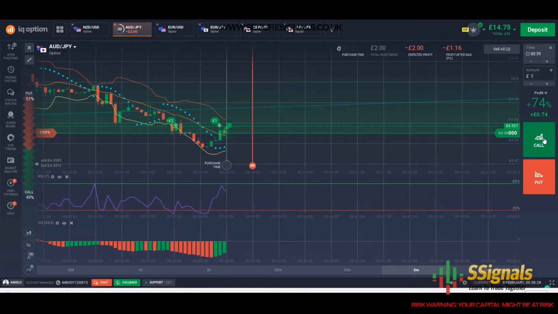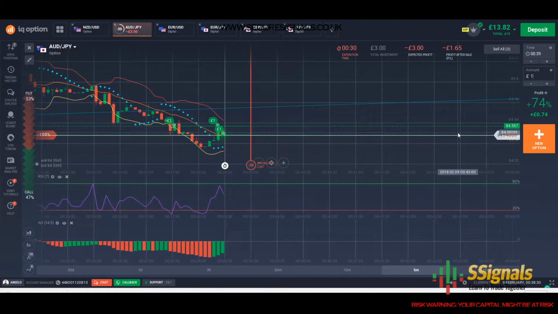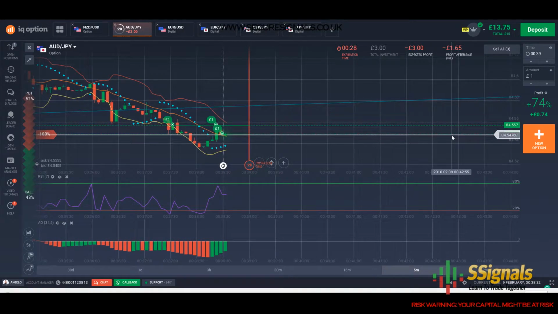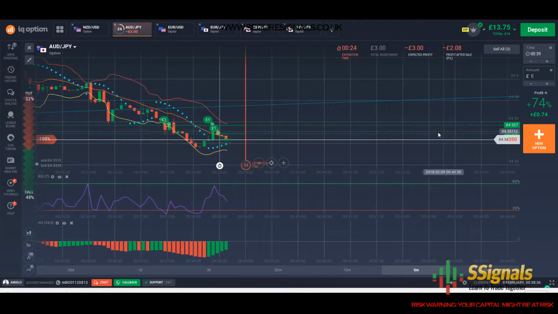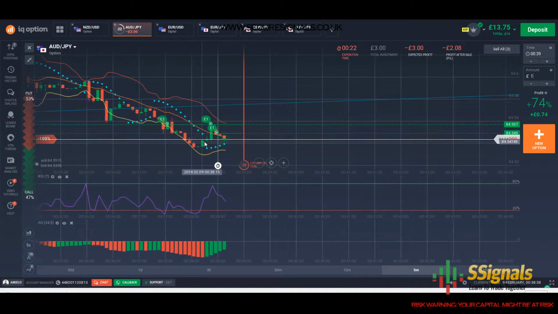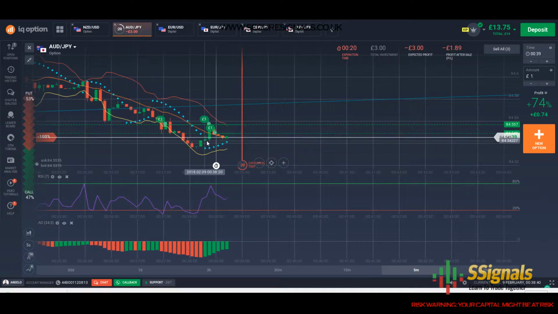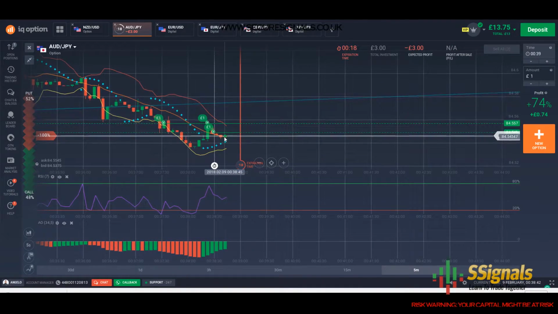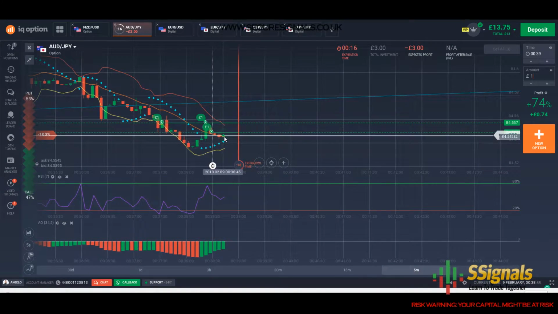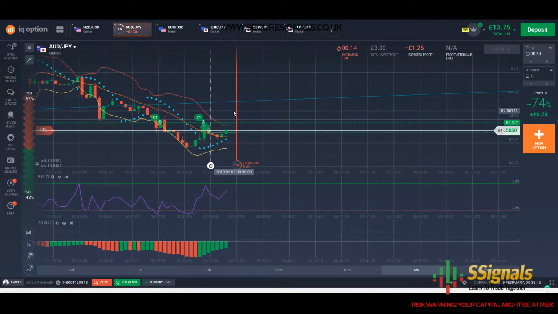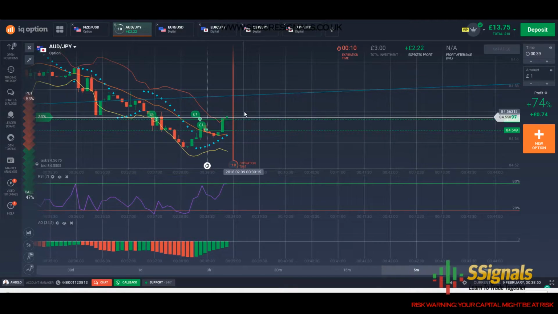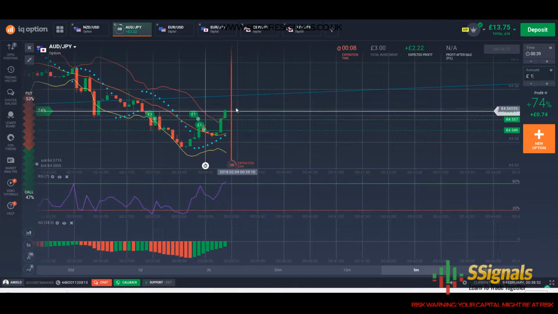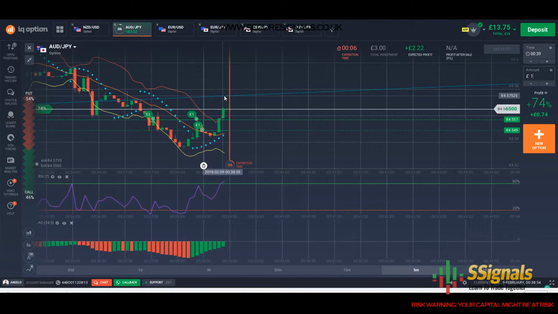The broker's played me, basically. I wanted to enter on the second candle here, but as you can see, the broker really done me over with that one. Not really impressed. Hopefully I'll win. Hopefully I'll touch this line here. That's what I'm aiming for.